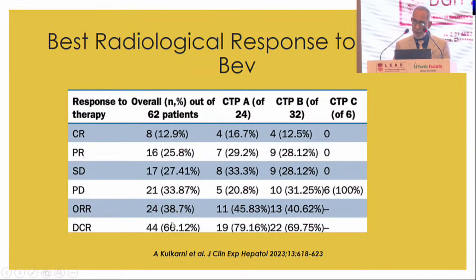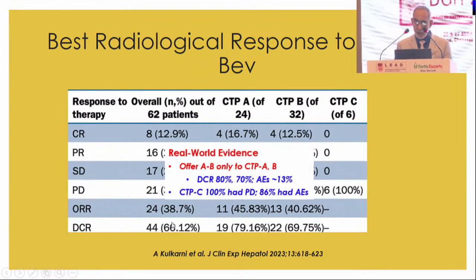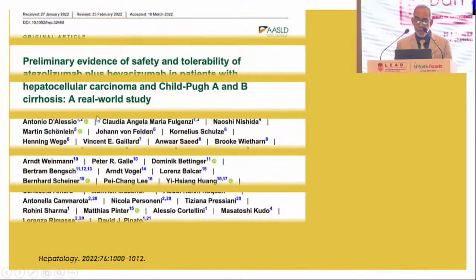38% and the disease control rate of 66% was primarily because all the patients in CTP-C, the 7 patients we had, showed progressive disease, and they had a very high prevalence of adverse events, while the disease control rate in the AB group was pretty okay.